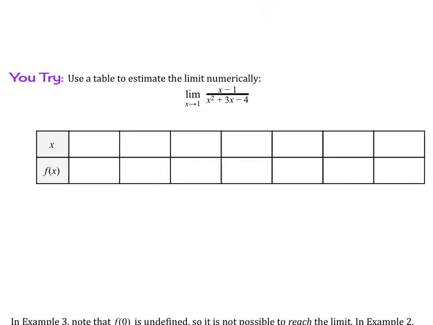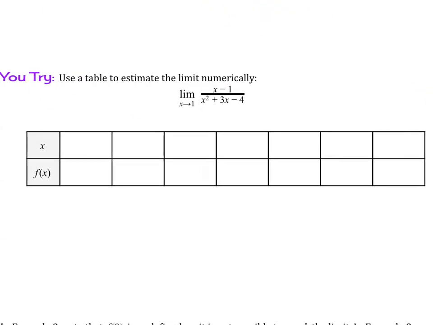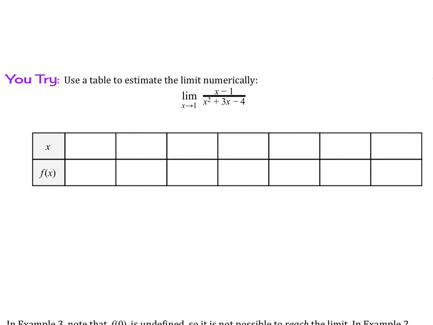So try out this example down here. Use a table to estimate the limit numerically. It's just practice plugging it into your calculator. There is a shortcut where you can arrow back up into that equation and just edit it. Or if you're using a fancier calculator, I think you press second and enter, but something brings down the equation again, and you can reuse it and just edit the x value. So try this example out.